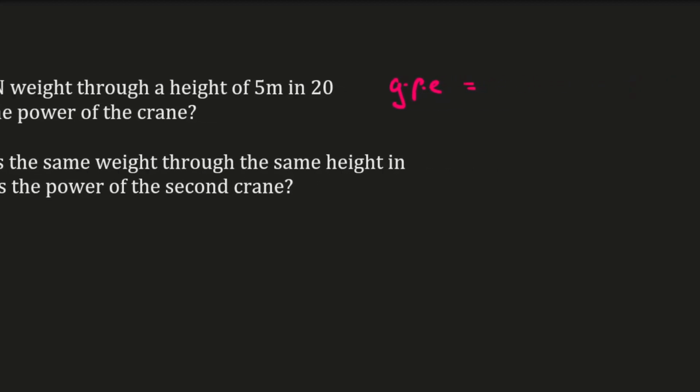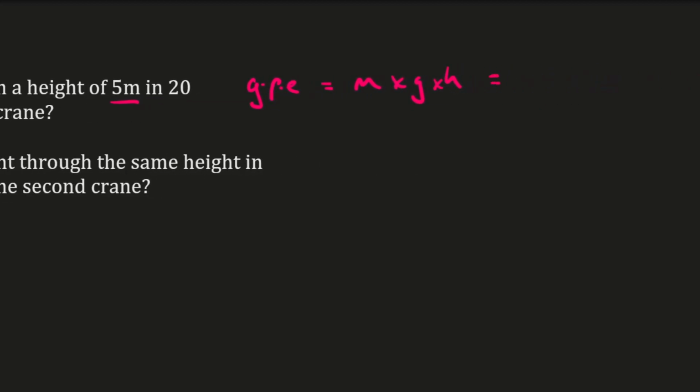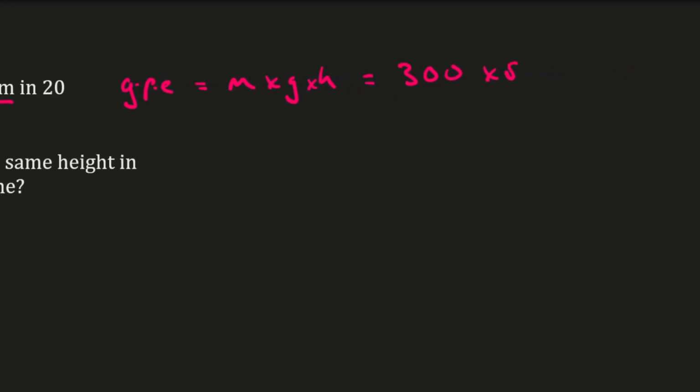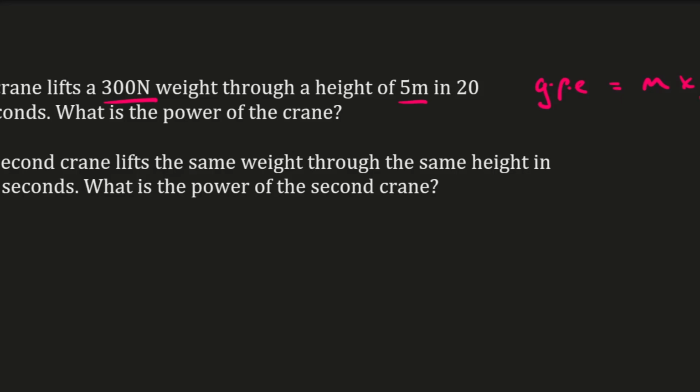And so we can work out the gravitational potential energy, and remember the formula is m times g times h. And so mg is basically the weight, so that's 300 newtons, and the h, or the height, is 5 meters. So what we can say here is this is equal to 300 multiplied by 5, which should give you an answer of 1500 joules of energy. And then we're told that this was lifted through that height in 20 seconds.